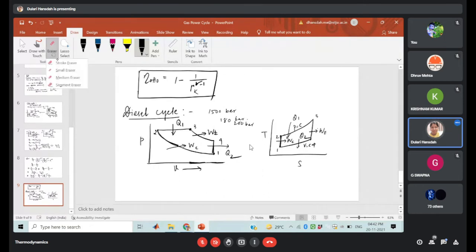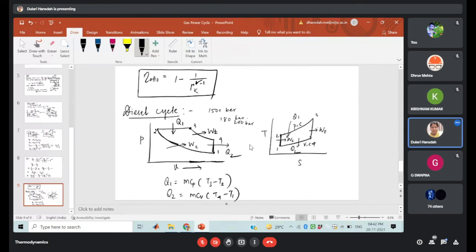So this will be the Q2. Okay. So diesel cycle means in this case we are adding the heat at the constant pressure and we are rejecting the heat at the constant volume. So here we can write that heat addition Q1 will be m Cp (T3 minus T2). So in case of the heat rejection, that will be m Cv (T4 minus T1), right? So this will be the heat rejection. In case of the Otto cycle also, you can find out what will be the net work output. So I will discuss that one.